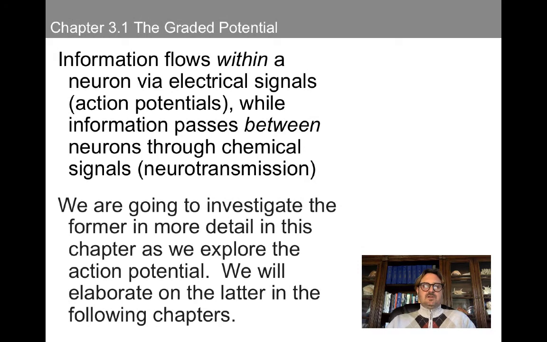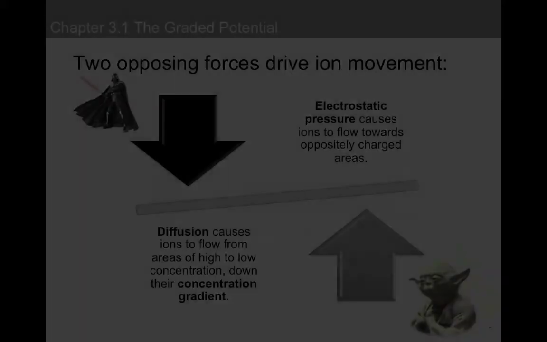Information flows within a neuron via electrical signals that we're going to refer to as action potentials in this class. And while information passes between neurons through chemical signals, we're going to call this neurotransmission. We're going to investigate the former in more detail in this chapter as we explore the action potential. And we'll also elaborate on the latter in the following chapters.